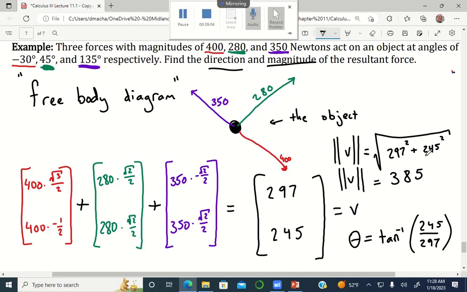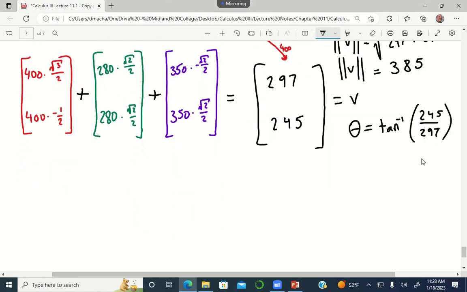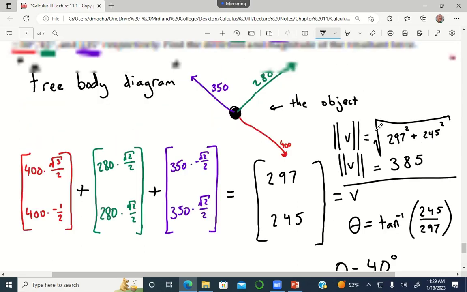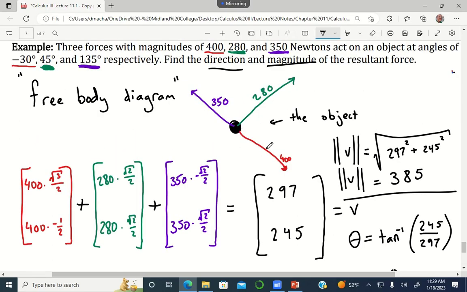Okay. So does your calculator have an arctangent button? Did we figure out what this is? It's 40 degrees. It's 39.5. 40 degrees? Okay. So that's the direction and magnitude of the resulting force. Does that make sense? What we did in this problem?